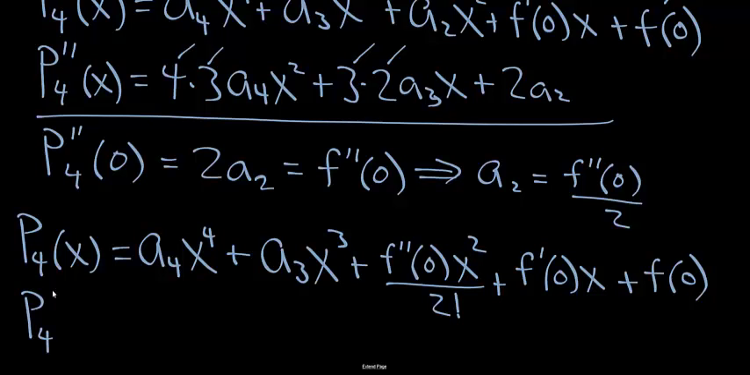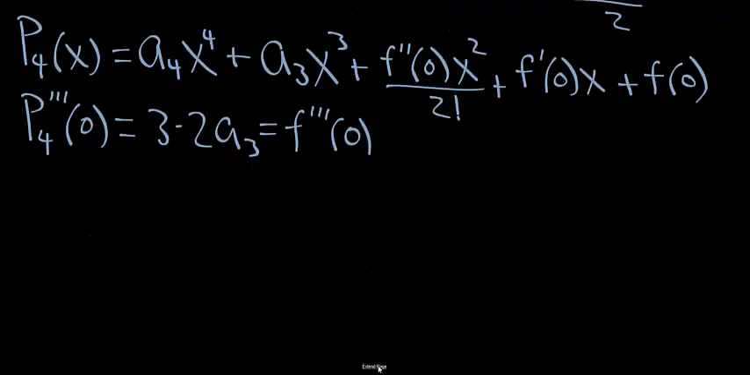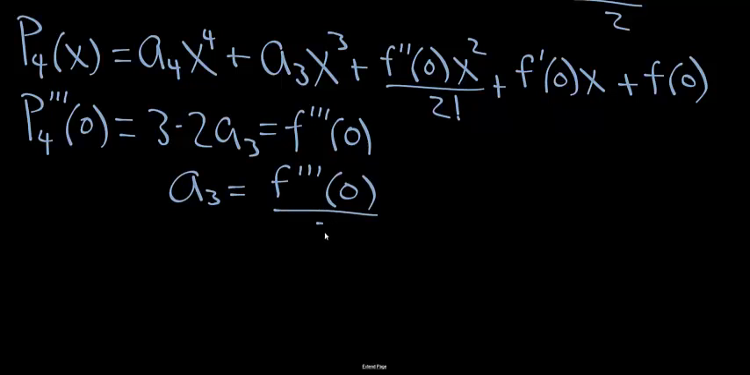We have, what would it be? It would be 3 times 2, a3. And remember, that's got to equal f triple prime. So look what a3 is equal to. F triple prime of 0 over 3 factorial.